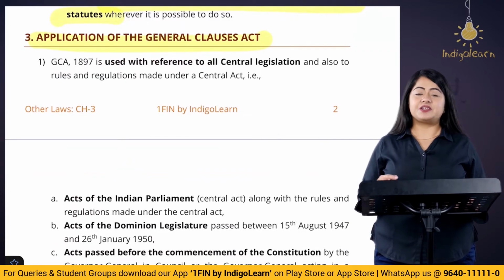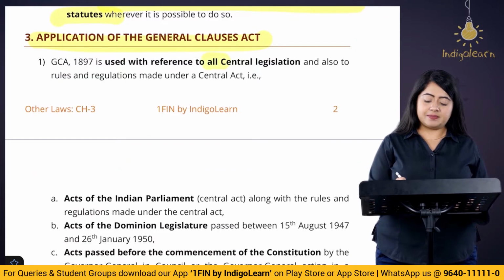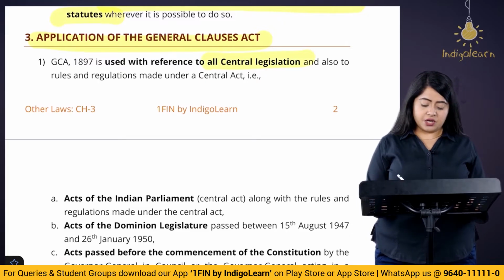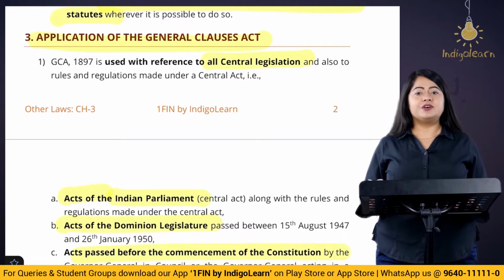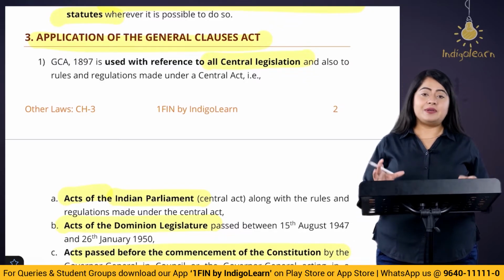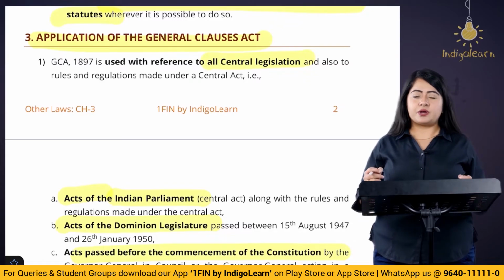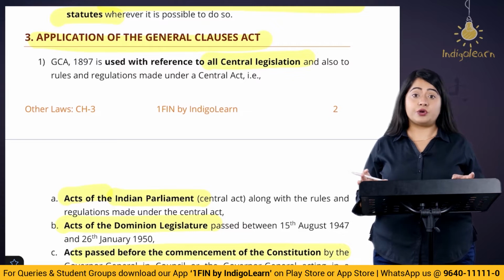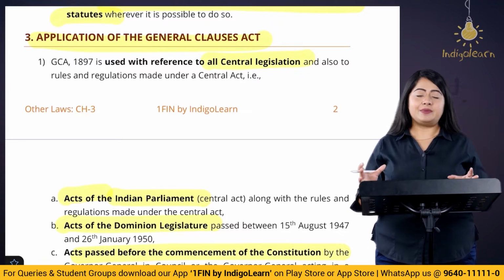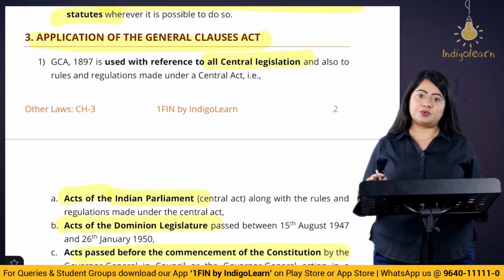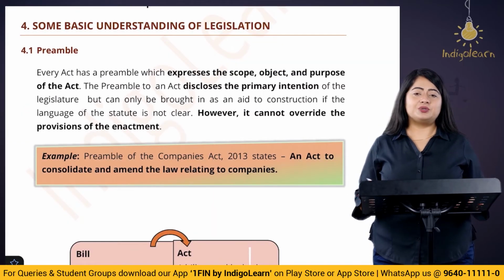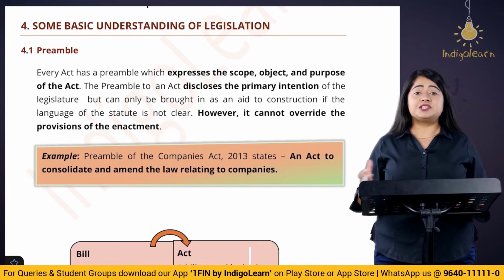As we have discussed, there is no geographical applicability. It is applicable on all the central legislations, all the acts of the Indian Parliament, also all the acts of the Dominion legislation, and also the acts passed before the commencement of the Constitution. But here it is not applicable fully. The applicability, we are going to be discussing a little bit more about it in section number 4 and section number 4A. The act is not fully applicable on the acts that were enacted before the Constitution came into the picture.